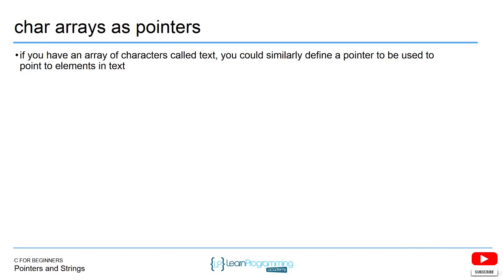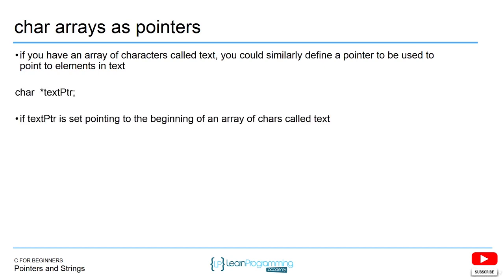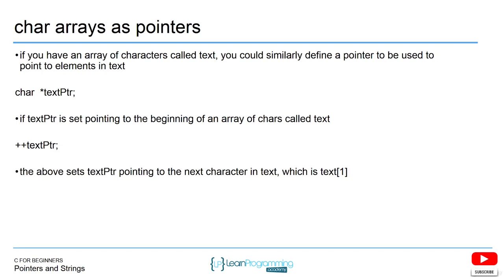So if you have an array of characters called text, you could similarly define a pointer to it and use the elements in the text. So here we could say char star textPointer. That's how you define a character pointer. If the textPointer is set pointing to the beginning of the array of chars called text, then you can just increment it by 1 using the pre and post incrementation and decrementation operators.